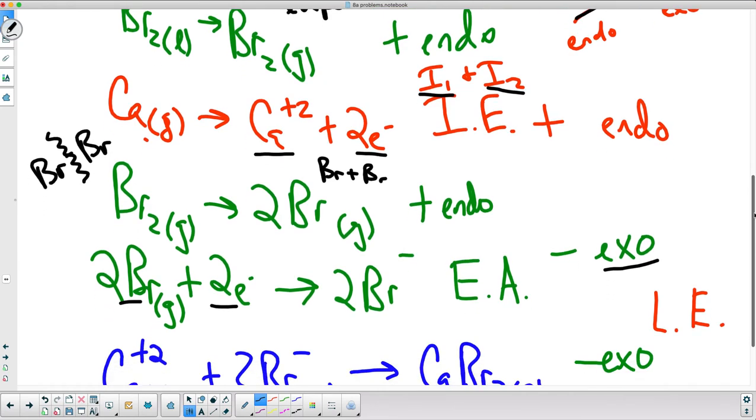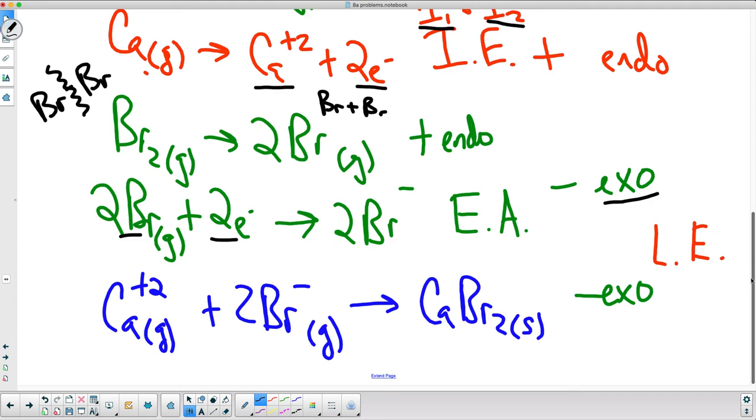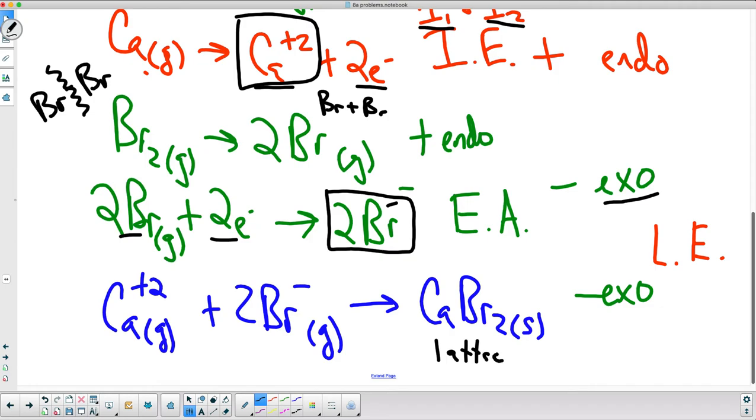So what happens at the end? At the end, I take my +2 for calcium that I got up here, and I take my 2 bromines that are each a -1 from my electron affinity step, and I put them together and I form what's called lattice energy. Lattice energy is spelled with an I, not an A. Lattice energy is when bonds are being formed and energy is being released, and it's a lot of bonds to make a grid-like structure. So that is the big exothermic jump that gives off a lot of energy.